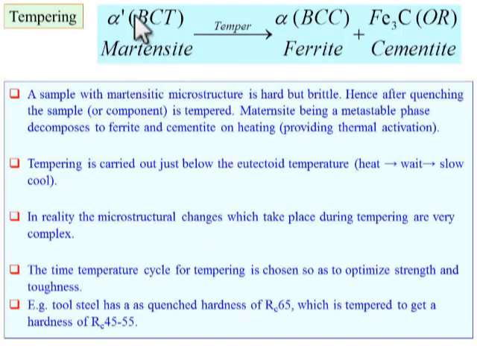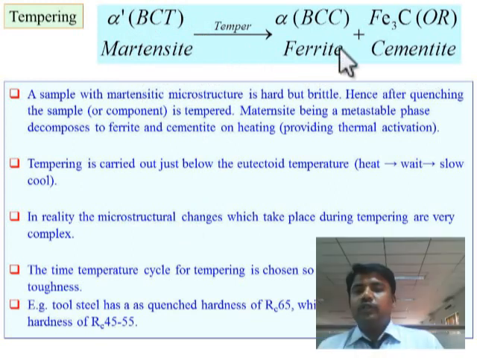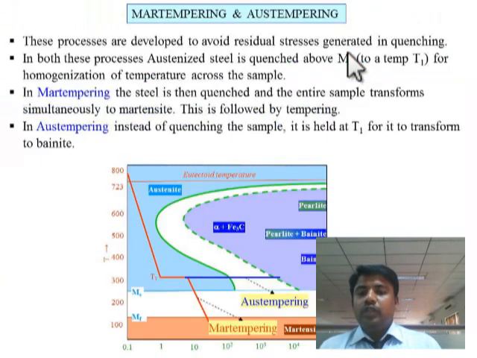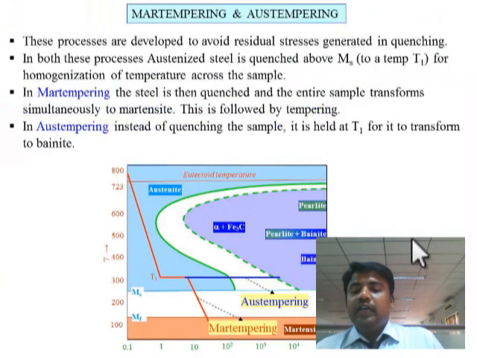Okay, before tempering you can see the martensite structure. After tempering you can see the ferrite and cementite structure. Here this we call the tempered martensite structure. This is the graphical definition of tempering.